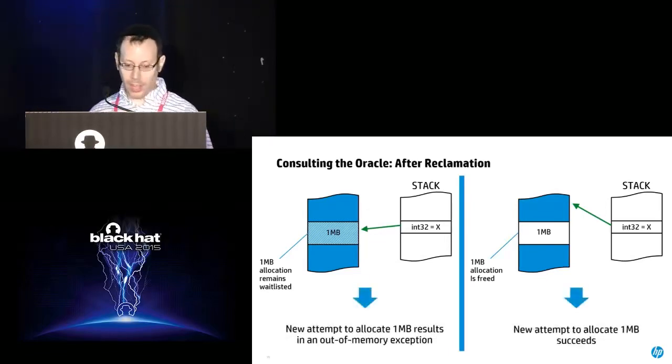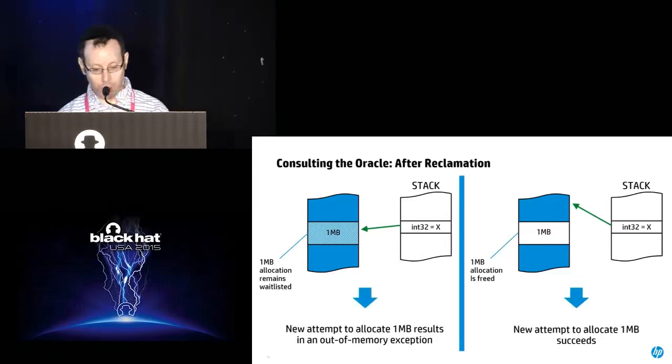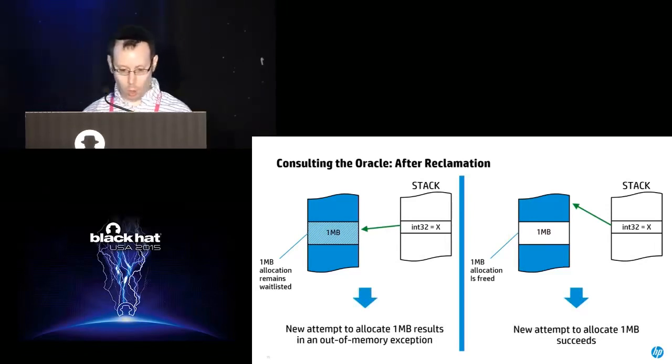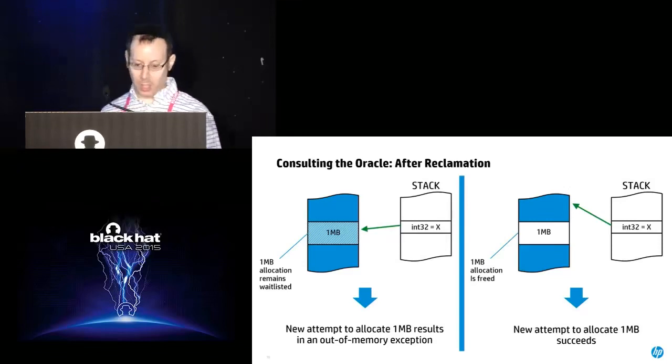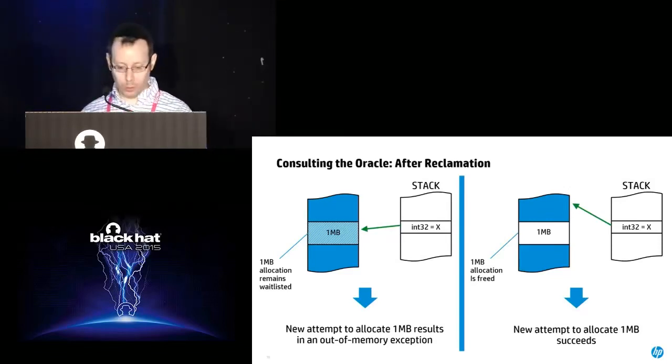Last step, to tell which of these two states we just ended up in, all we need to do is try another 1 megabyte allocation. If it succeeds, we know that the hole got opened, and this means that X wasn't within the region. But if we get an out-of-memory exception, then we know that the hole stayed occupied, which tells us that X falls within the region. Now we have an answer from the oracle. And by repeating this process with different values of X, we can use the oracle to find out exactly where that 1 megabyte hole is in memory.